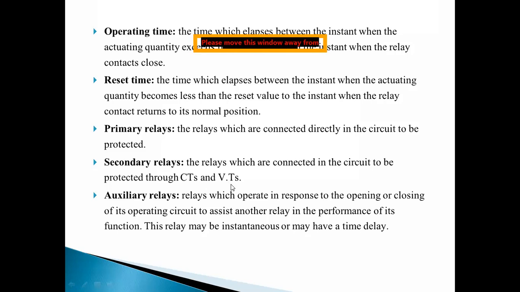Then the next one is the auxiliary relays. Auxiliary relays, you know the auxiliary transformer, right? Or we use auxiliary windings in motors. So this is just like a backup. These auxiliary relays operate in response to the opening or closing of their operating circuit to assist another relay in performance of its function. This relay may be instantaneous or may have a time delay.